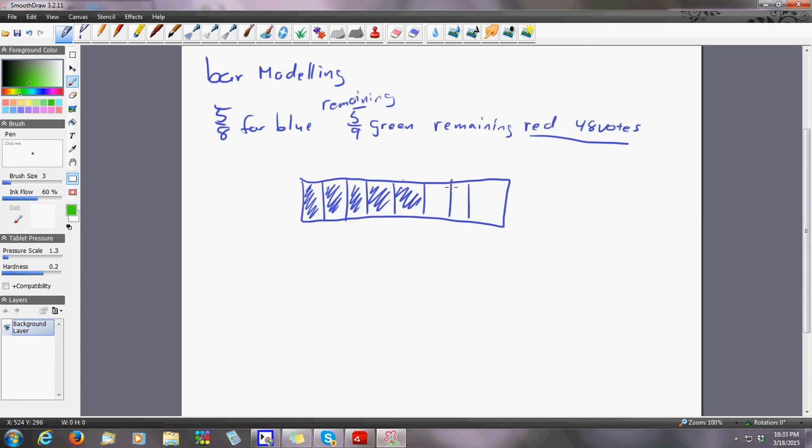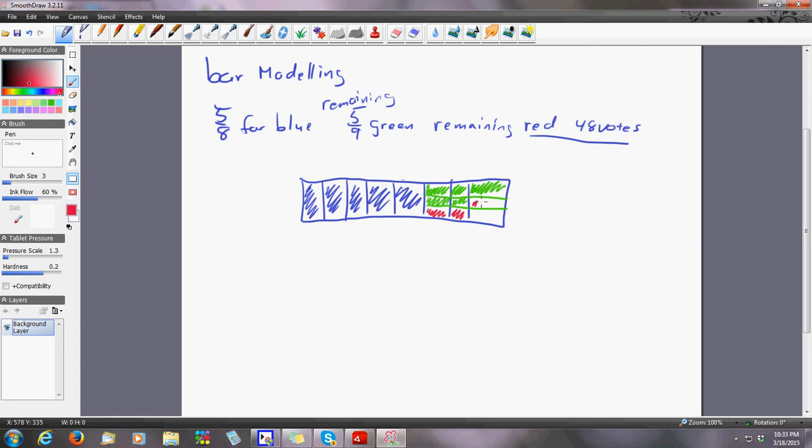The remaining, it says 5/9 for green. Well, I have a problem because I have 3 bars, but I need 5/9. So what I'm going to do is divide those 3 bars into thirds, and now I have 9 boxes. So I can color 5 of them in green, and that should make sense. Which means the remainder are red.